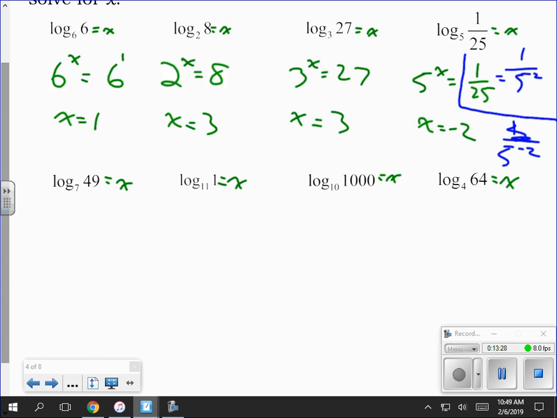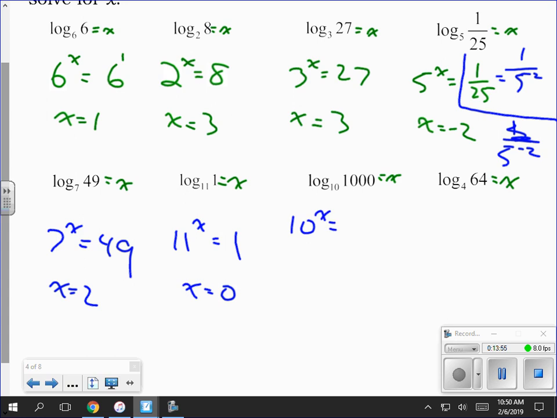So I get down to this one, I have 7 to the x is equal to 49. 7 to what power gives me 49? 2, so x is 2. Yeah, good job. 11 to the x is equal to 1. 0, because anything to the 0 power except 0 is 1, so x equals 0.